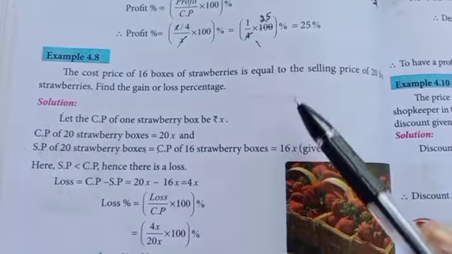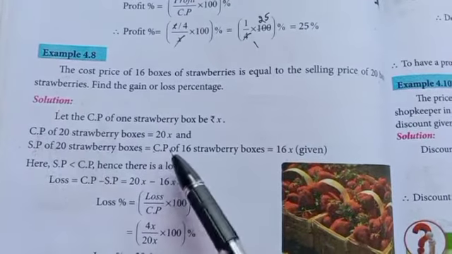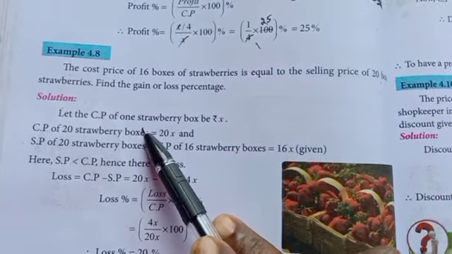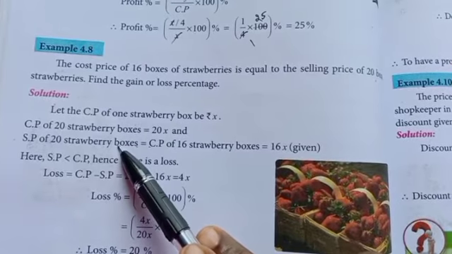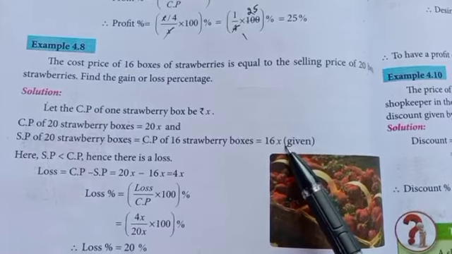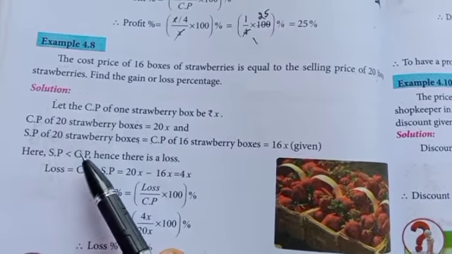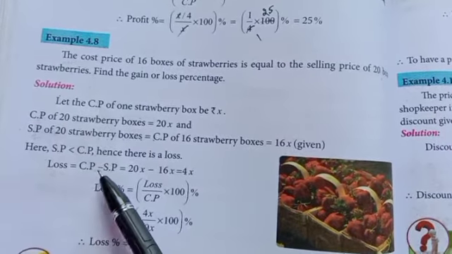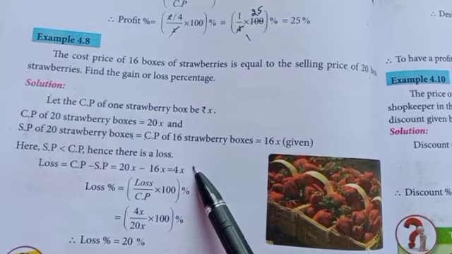So we have to compare SP and CP. CP of 20 strawberry boxes and SP of 20 strawberry boxes we have to compare. It is 20x and it is 16x. Which is more? CP is more. SP is less than CP, hence there is a loss. So loss, what is the formula? CP minus SP. So 20x minus 16x, that is equal to 4x.